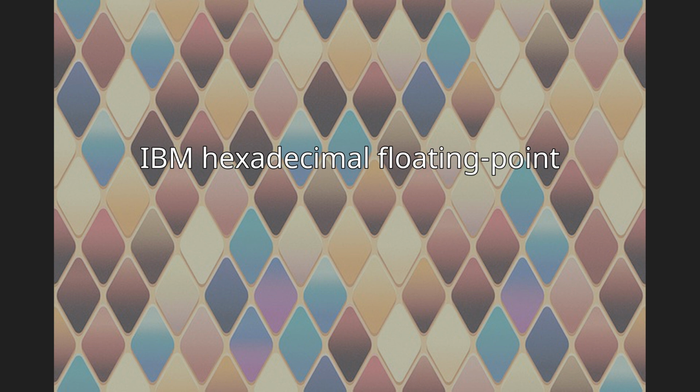All HFP formats have 7 bits of exponent with a bias of 64. The normalized range of representable numbers is from 16^-65 to 16^63, approximately 5.39761 × 10^-79 to 7.237005 × 10^75. The number is represented as the following formula: (-1)^sign × 0.significand × 16^(exponent-64).